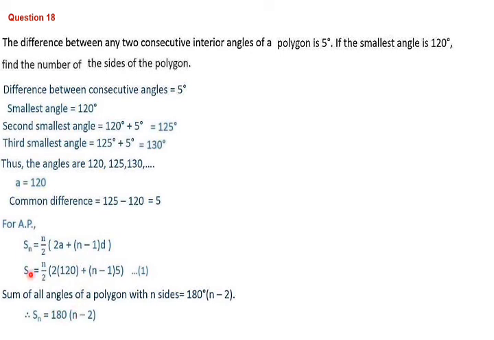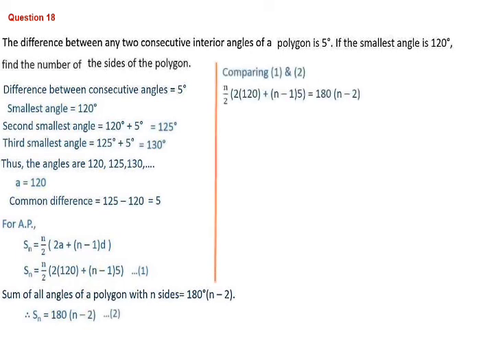When we are forming an AP, this AP means the sum of interior angles up to a particular term n. That is what we have got here. The same by using the geometry formula, Sn is equal to 180 into (n minus 2). Both represent the same. Comparing 1 and 2, n by 2 into [2 into 120 plus (n minus 1) into 5] is equal to 180 into (n minus 2).